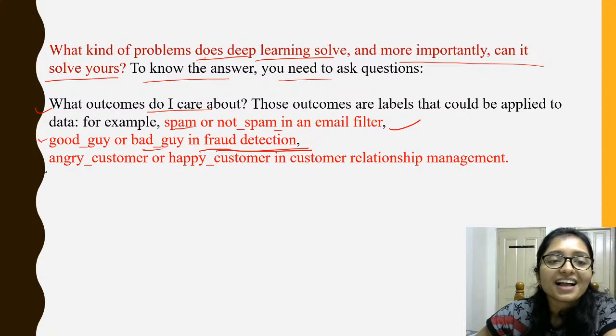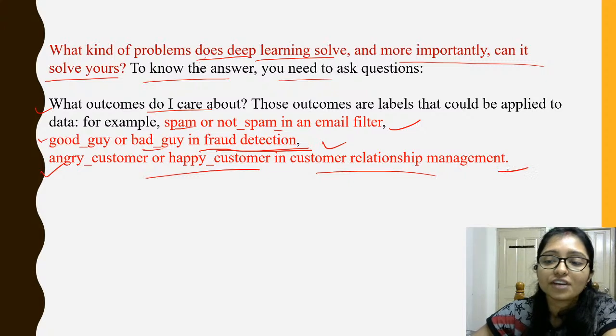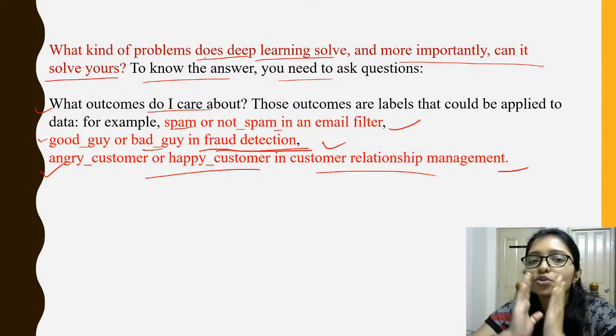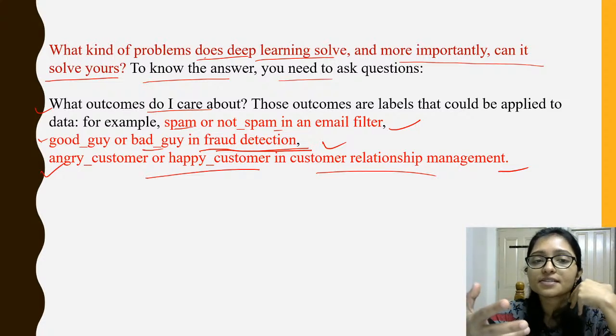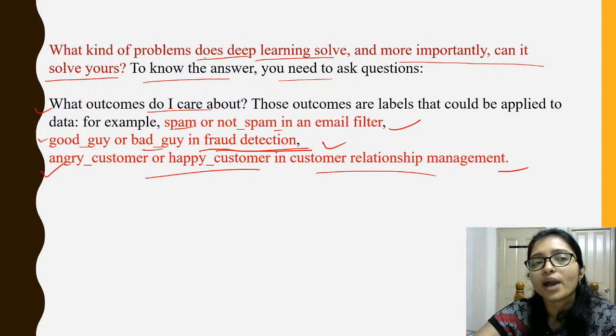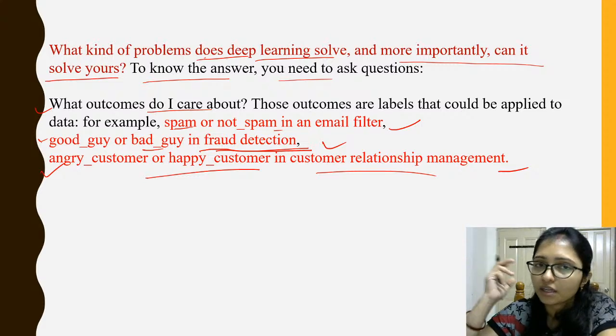Thank you. So angry customer and happy customer, customer relationship management, these are applications of neural networks. According to some pattern, how is it detecting spam mail? According to where the mail is coming from and what the data of the mail is, from that pattern, from that clustering, they are trying to identify whether it is spam or not, a good guy or a bad guy, fraud, or a happy customer or not happy customer, right?